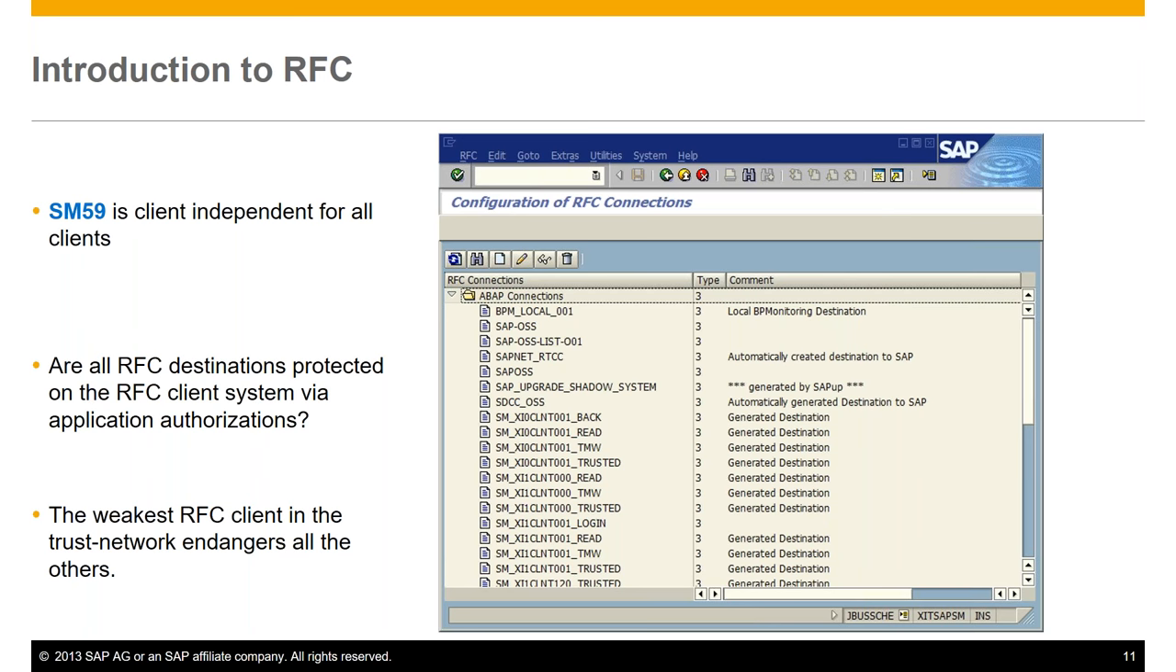From a risk perspective, if you only do the productive client, but you neglect client 000 and leave the connections there with SAP_ALL, then anyone wanting to misuse the connections or, out of convenience, get data from the production system could also simply, from whatever client they are in, call the connections to client 0 and do whatever they wanted to do there, create users or read data from foreign clients from there as well. So we did all of the clients, because the weakest RFC client in the whole network of connected systems is the weakest point in the chain from a security perspective.